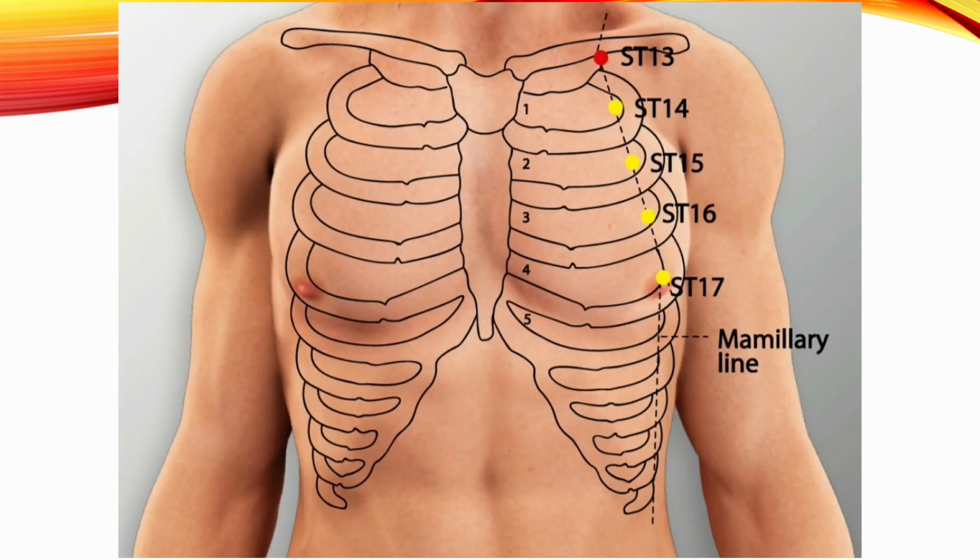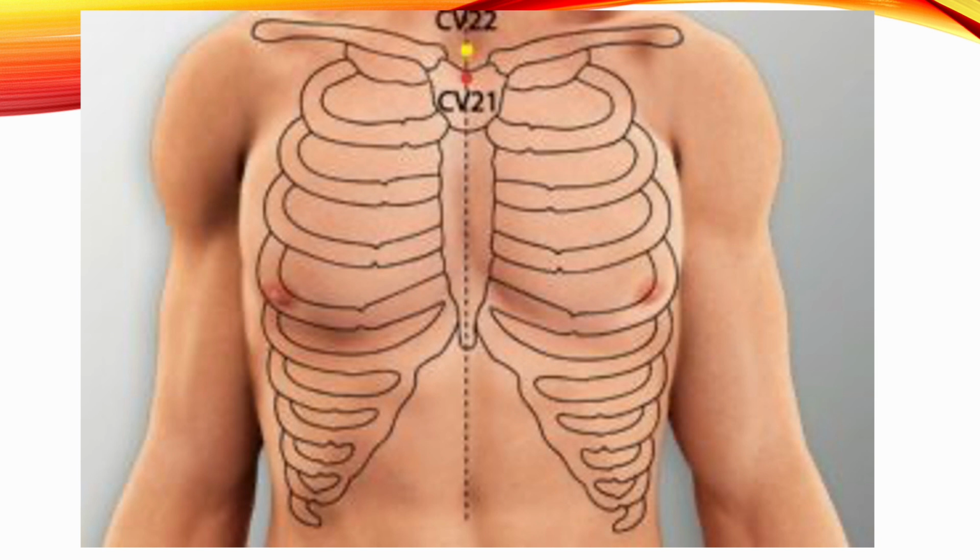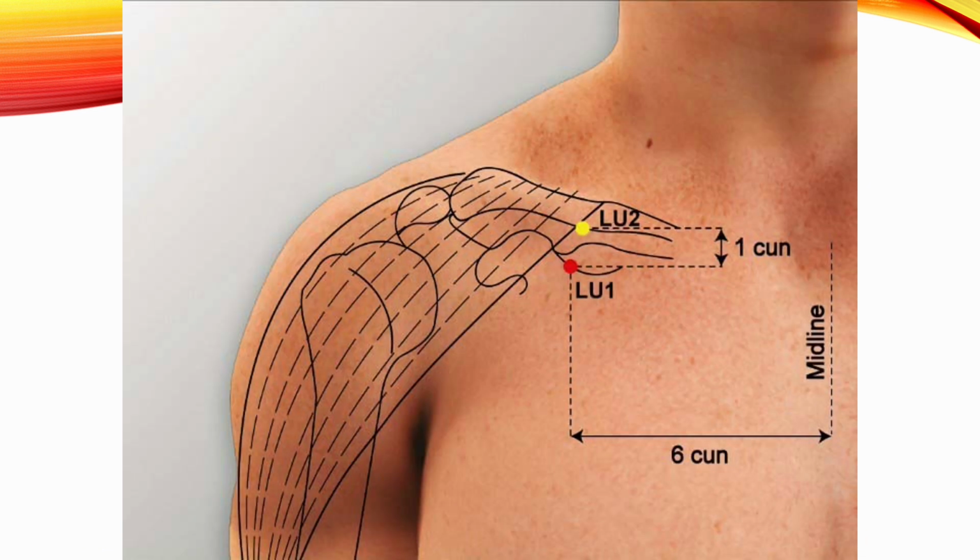Stomach 13 is also located at the lower border of the clavicle, 4 Sun lateral to the anterior midline, or at the midpoint of the clavicle. Also located at approximately the same level are Kidney 27, 2 Sun lateral to the midline, and Ren 21 on the midline. Lung 1 is located 1 Sun below and, in most cases, slightly lateral to Lung 2.